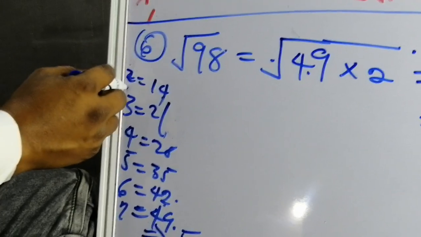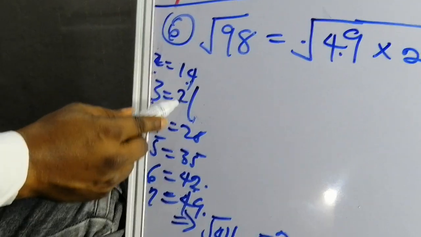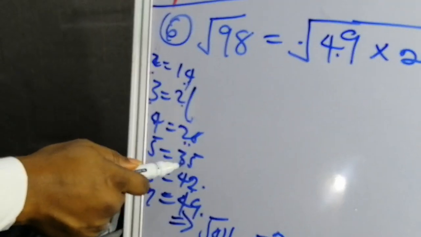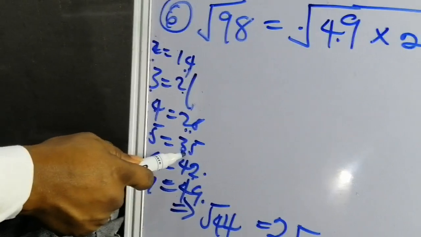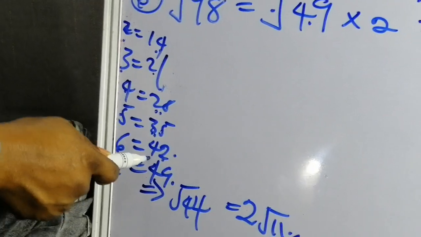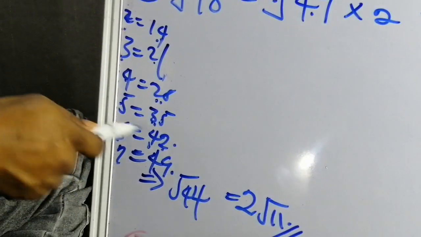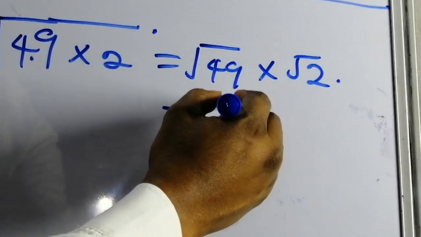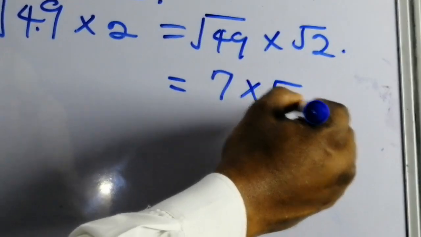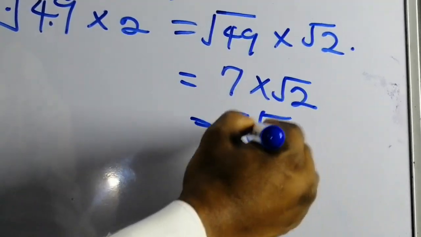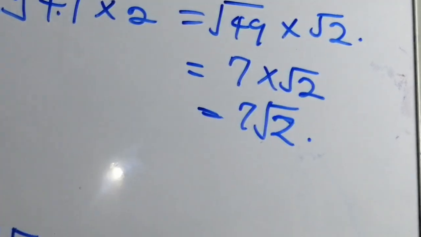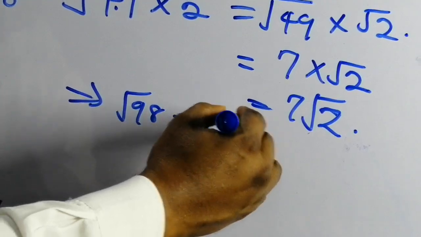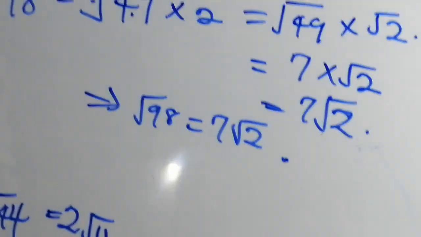Okay, 7 times 2 is 14, 7 times 3 is 21, 7 times 4 is what? 28. Add 7 to 28 will give you 7 times 5, which is what? 35. Add 7 to 35, which will give you what? 42, which is 7 times 6. Then if you add 7 to 42, it will give you 49. So it means that the square root of 49 is what? 7 times root what? 2. So it means this answer is what? 7 root 2. So that implies that root 98 is the same thing as 7 root 2.